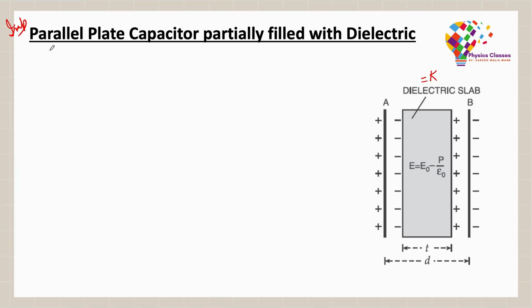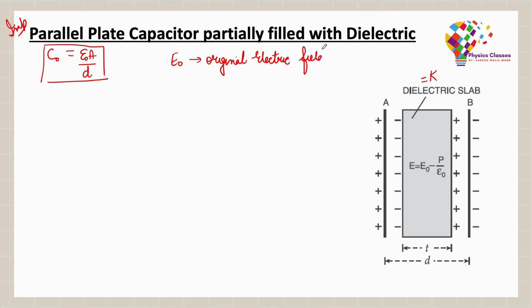See, initially on the previous slide, I had derived my initial capacitance, C naught, which was epsilon naught A by d. So this is the capacitance when there is no dielectric present. Now we will see how the dielectric affects various factors here and what difference it would bring to the capacitance. So originally my electric field was E naught. What was E naught? It is the original electric field, or the electric field without the dielectric. Now, after I put in the dielectric, the electric field changes to E. So what is E?